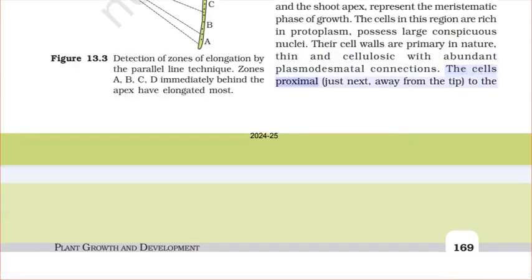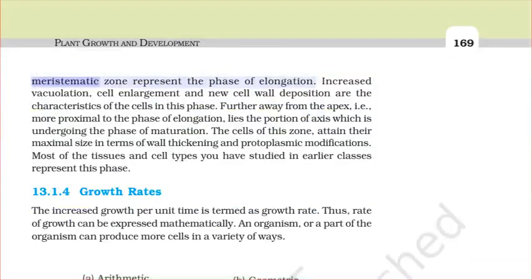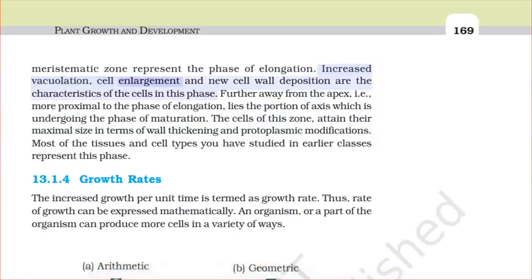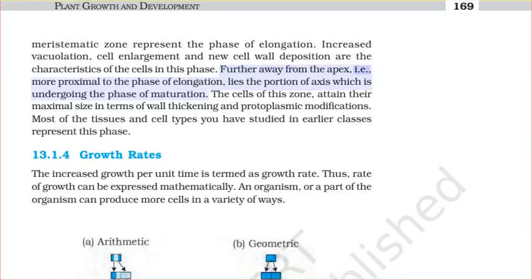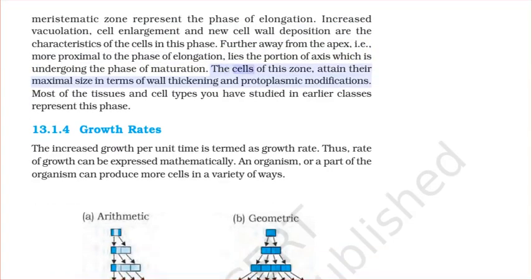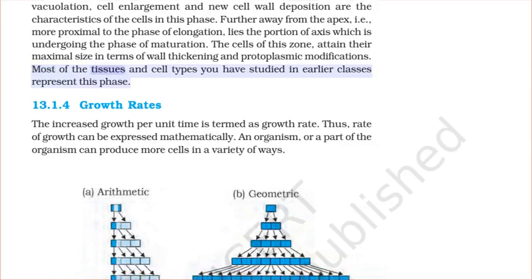The cells proximal, just next, away from the tip, to the meristematic zone represent the phase of elongation. Increased vacuolation, cell enlargement, and new cell wall deposition are the characteristics of the cells in this phase. Further away from the apex, i.e., more proximal to the phase of elongation, lies the portion of axis which is undergoing the phase of maturation. The cells of this zone attain their maximal size in terms of wall thickening and protoplasmic modifications. Most of the tissues and cell types you have studied in earlier classes represent this phase.